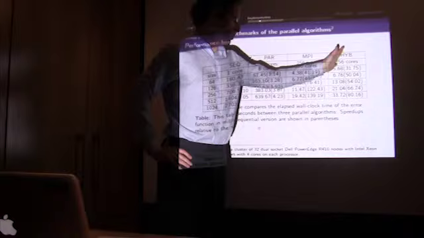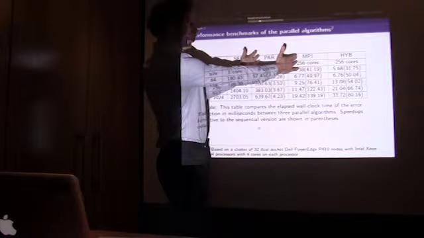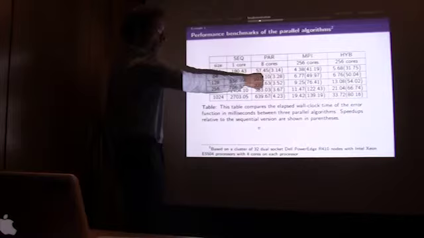The hybrid is actually the combination of the two. I didn't say anything about that. I think the results aren't so impressive. So if you just focus on the third and the fourth column, we have the shared memory algorithm. This is parallel algorithm one.